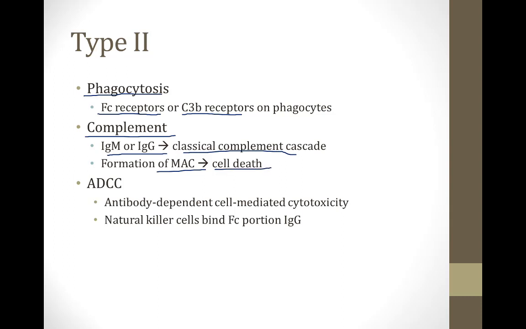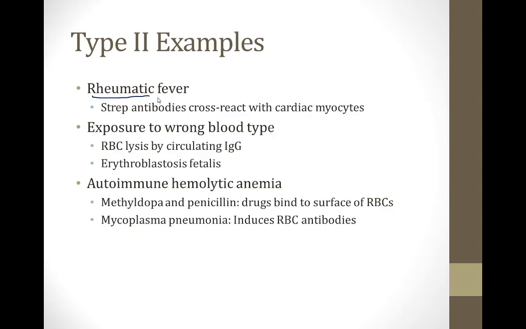And then finally, in these disorders, there's often antibody-dependent cell-mediated cytotoxicity. This is where natural killer cells bind to the Fc portion of IgG and then release their contents and destroy cells and tissues. Rheumatic fever is the classic example of a type 2 hypersensitivity disorder. In rheumatic fever, antibodies to Streptococcus pyogenes cross-react with cardiac myocytes. This can lead to myocardial damage and damage to the heart valves.